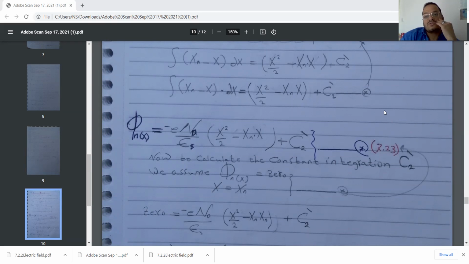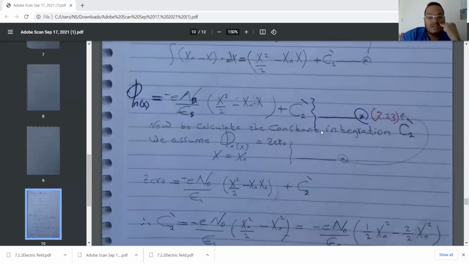Now let's use the same idea to calculate the result of C2 dash. We will deal with the potential in the N region equal to 0 and x equal to x_n, and calculate all that again to find this result.